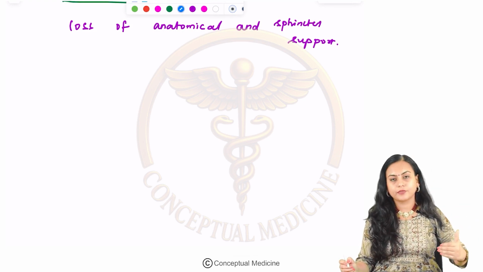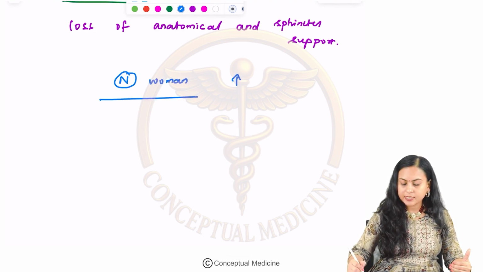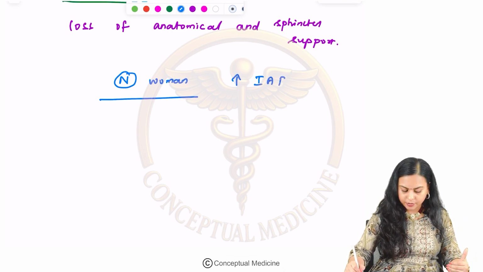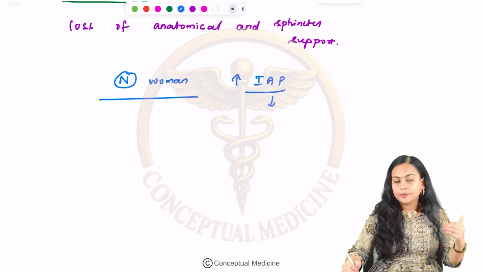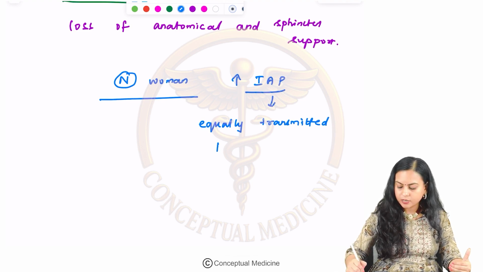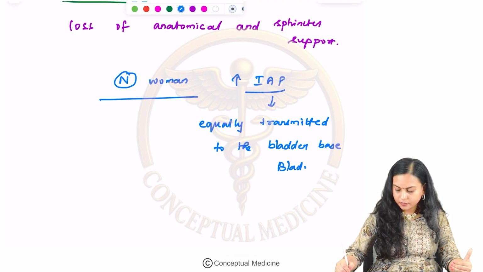For example, if the woman is coughing, in a normal woman, what happens means, if there is any cause that is leading to increase in intra-abdominal pressure, it will be equally transmitted. Okay, this word is important. That will be equally transmitted to the bladder base as well as to the bladder neck.